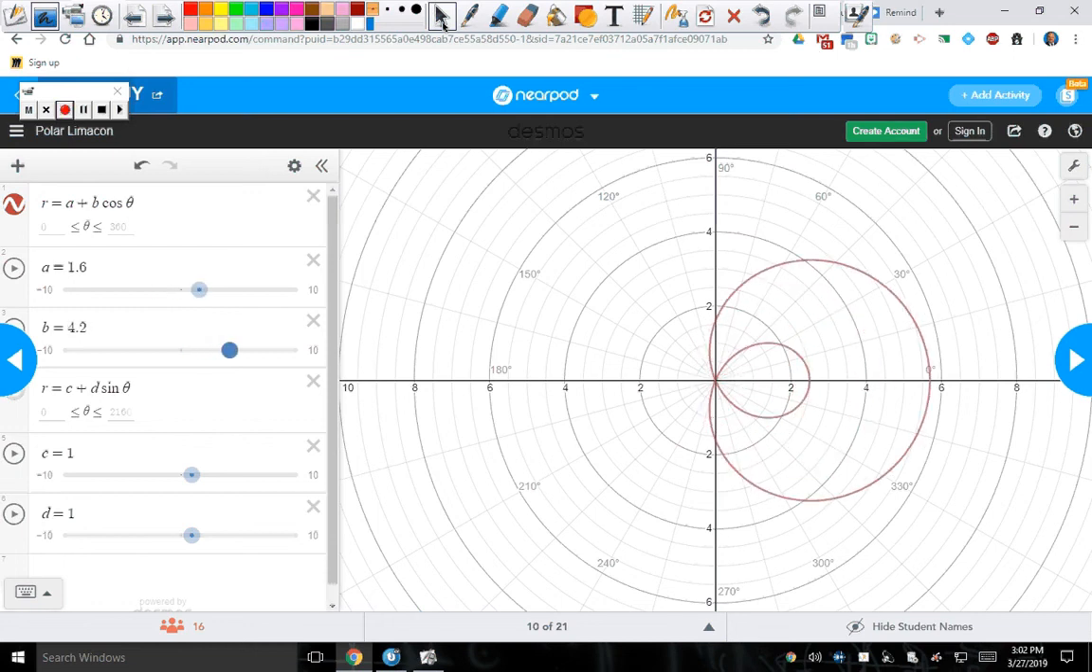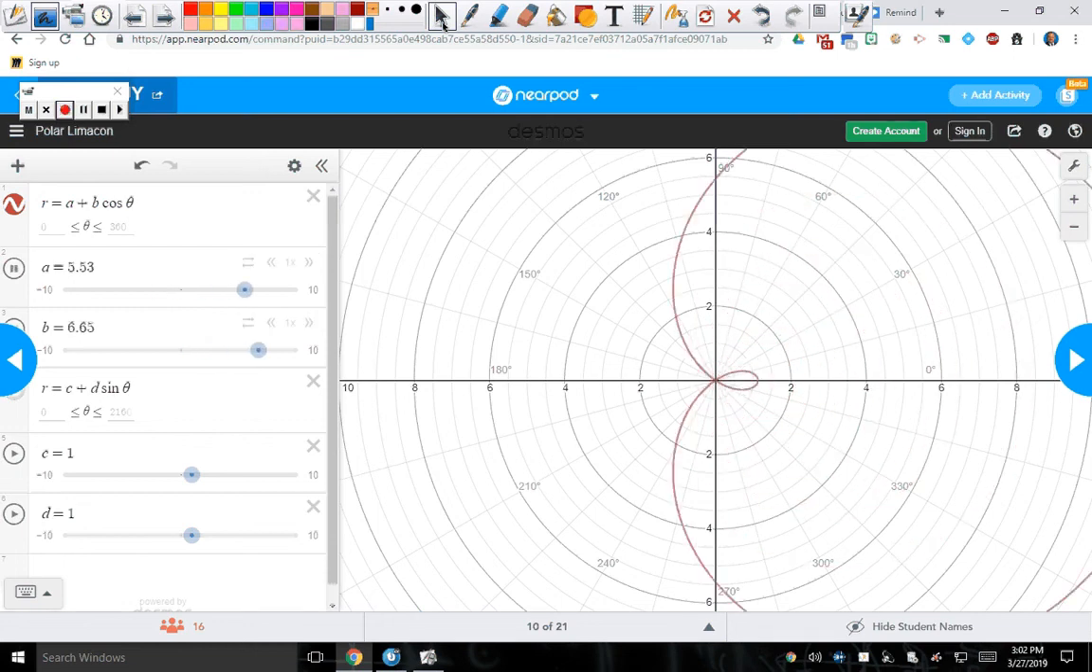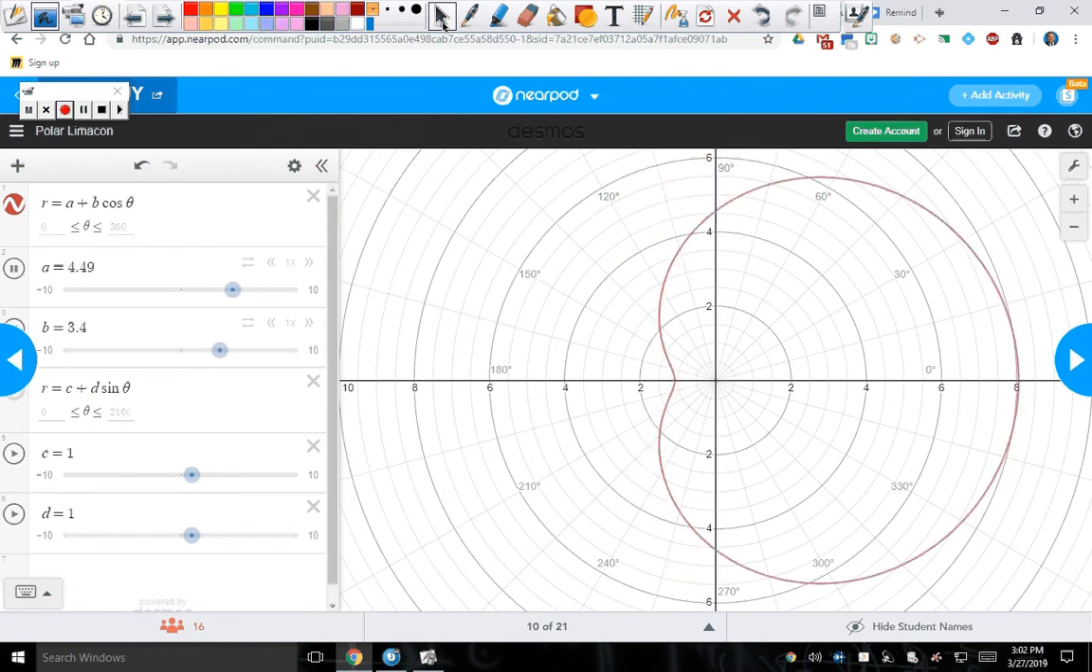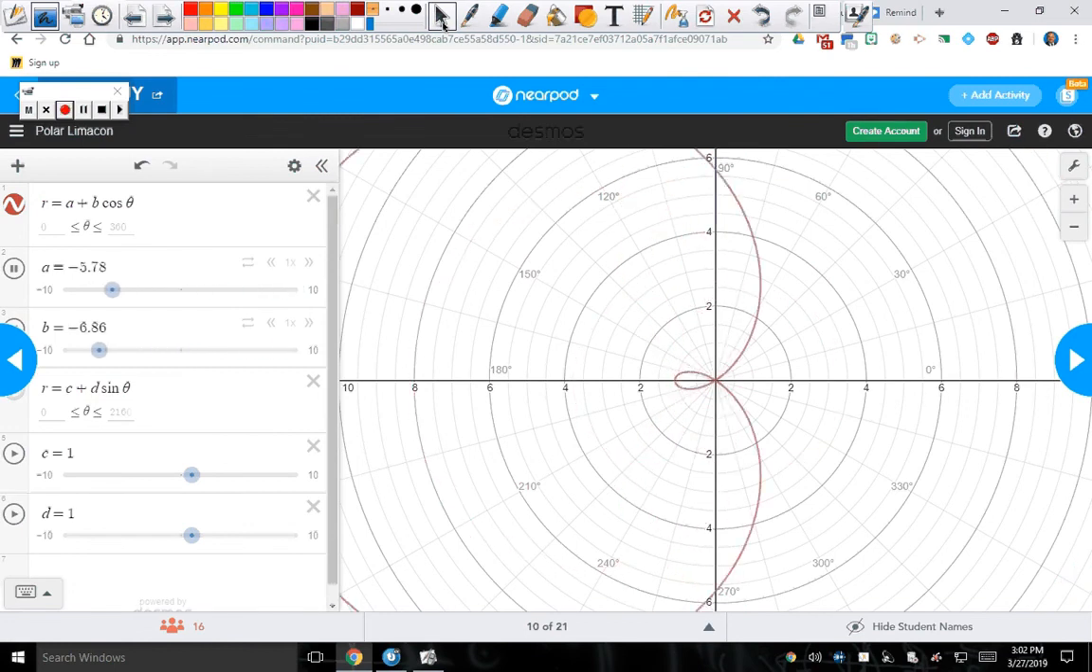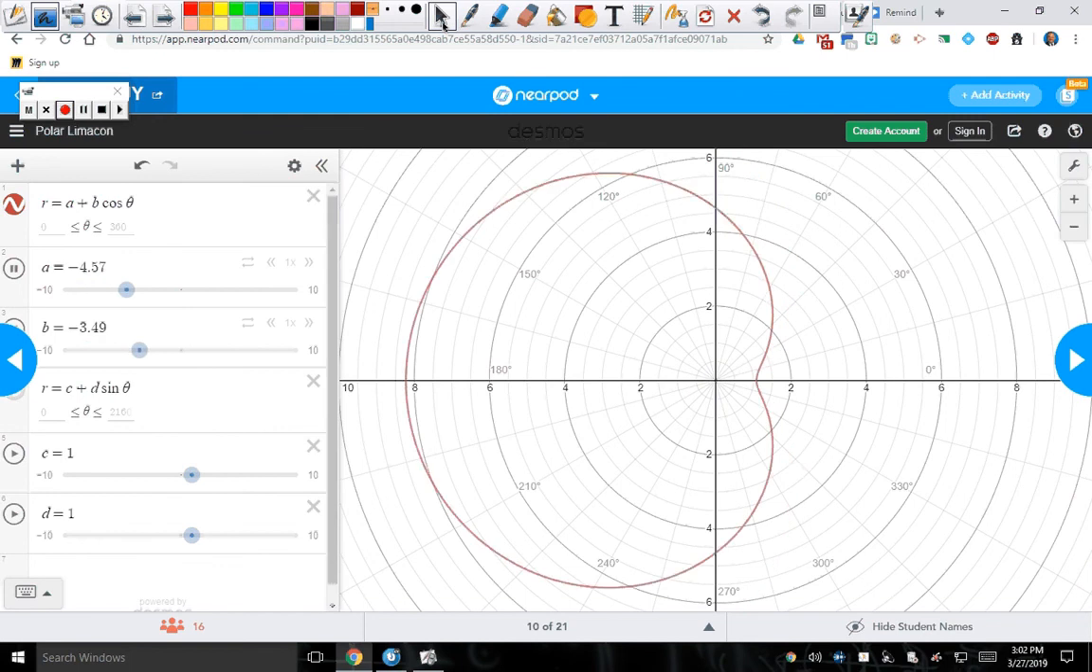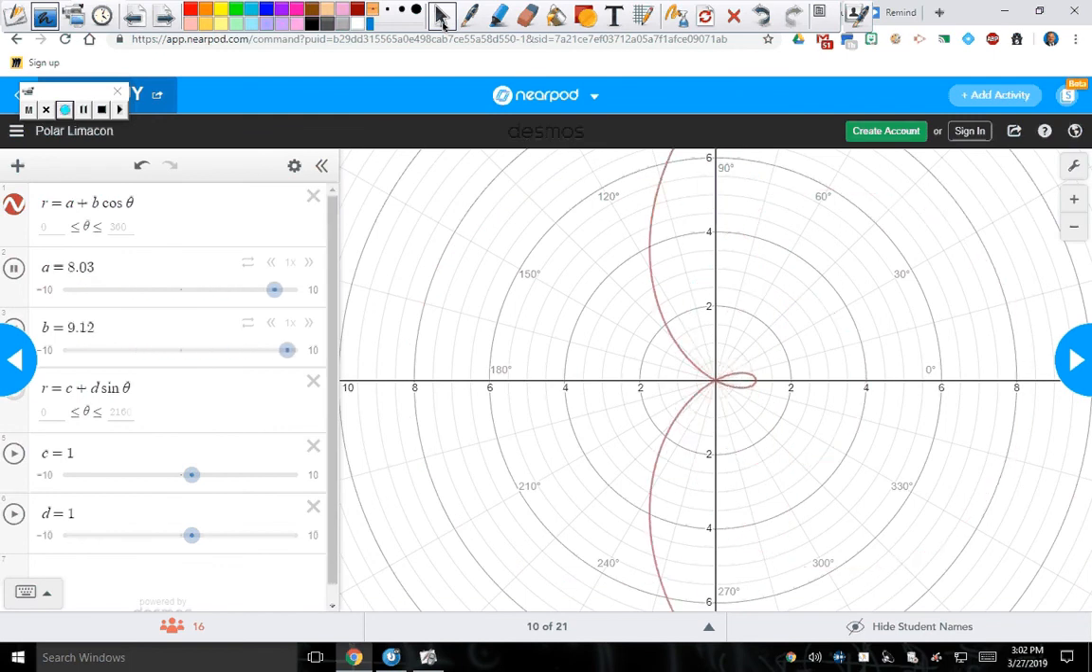So that's A. This is B. Now look. Depending on what B is doing, depending on what A is doing, it's a loop. And the loop is, when I'm looking at it from a different angle, it doesn't go as far to the other direction as if I was rotating it the other direction. Why does the loop disappear? Because it depends on the value of B.